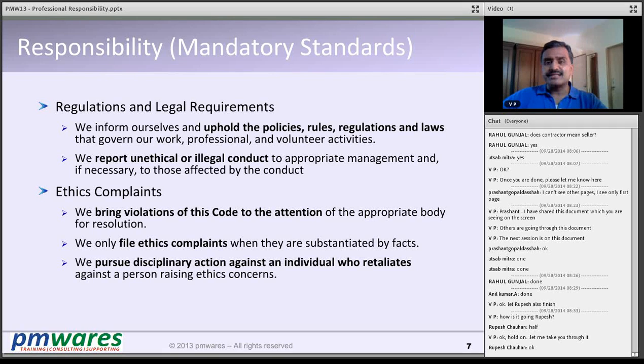Okay, and the second part is, if you identify any kind of violation, you should report it. And if you find that somebody is retaliating against a person who has reported a violation, you should seek action against it.